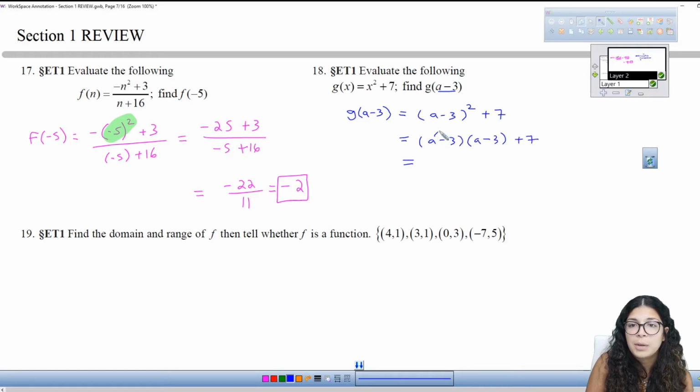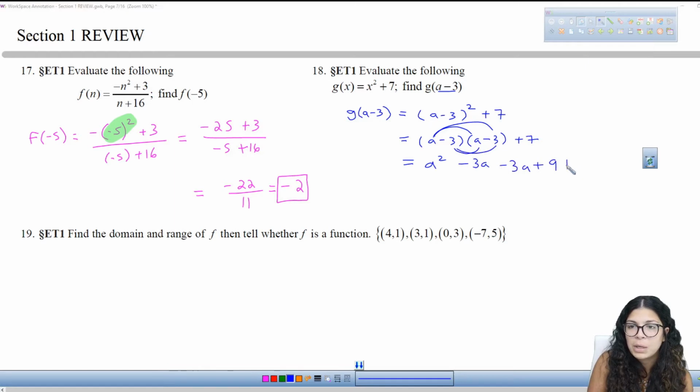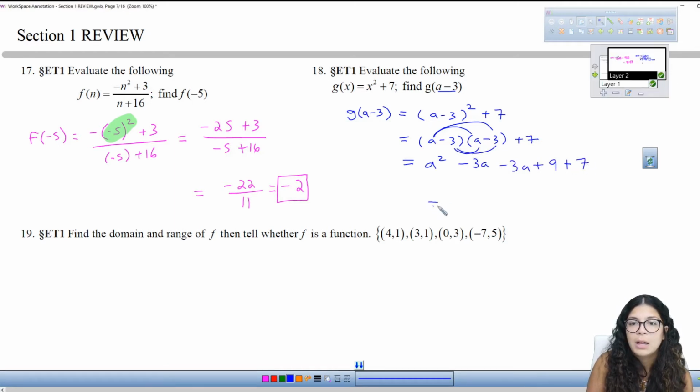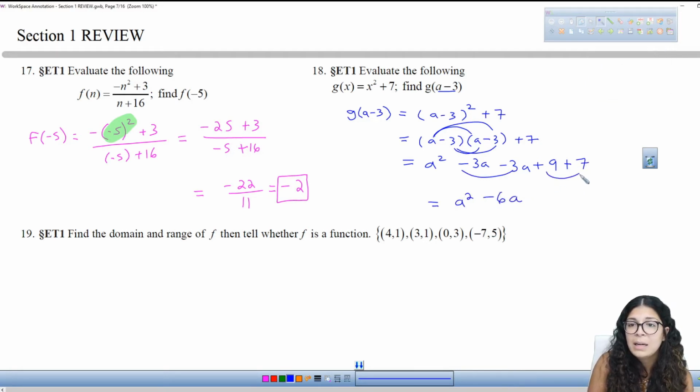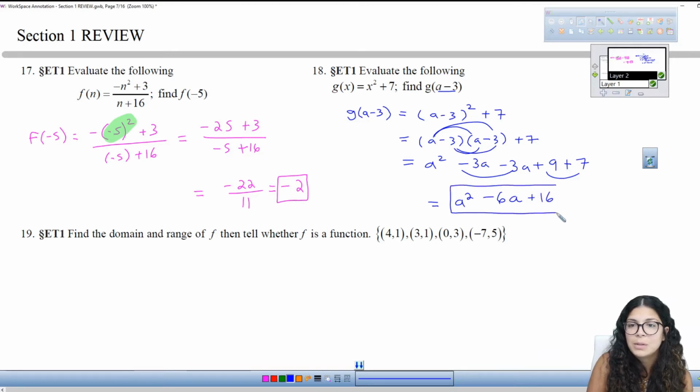So let's distribute. A times a is a squared. A times negative 3 is negative 3a. Negative 3 times a is negative 3a. Negative 3 times negative 3 is positive 9. And then I can bring down the plus 7. Combine like terms, a squared can't be combined. Negative 3a minus 3a is negative 6a. And 9 plus 7 is 16. So that is my final result. This is g of a minus 3.